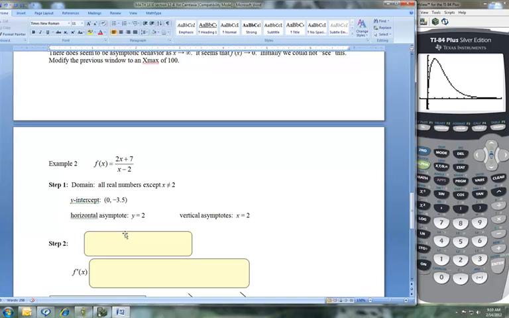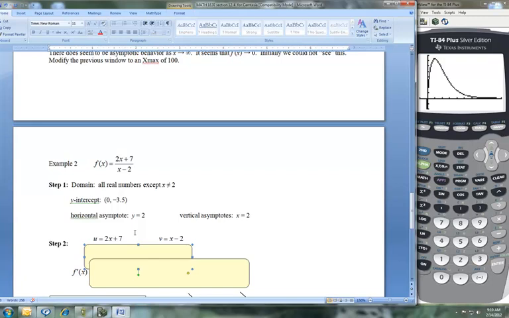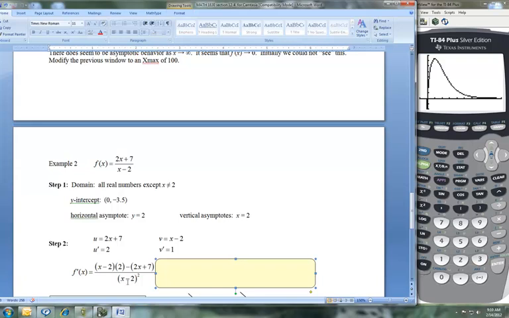So step 2, I'm looking at finding my derivative. So u is my numerator and v is my denominator. Let me move this down. Go find u prime, v prime. U prime should be 2, v prime should be 1. Since this is a quotient, I do my quotient rule. Remember, I always start with the denominator. So let me move it. V squared, then I have v times u prime minus u times v prime. Remember, leave denominator alone. We're going to clean up the numerator.